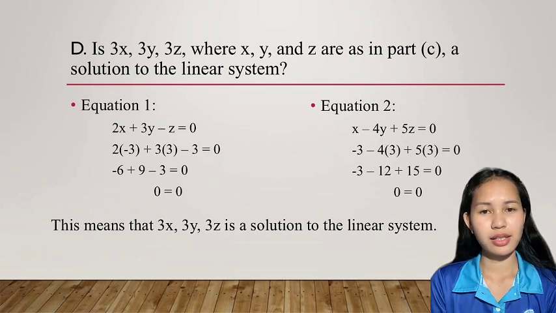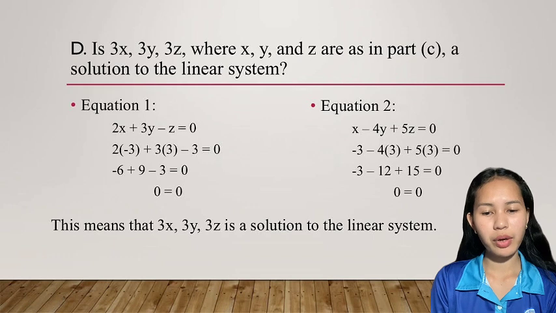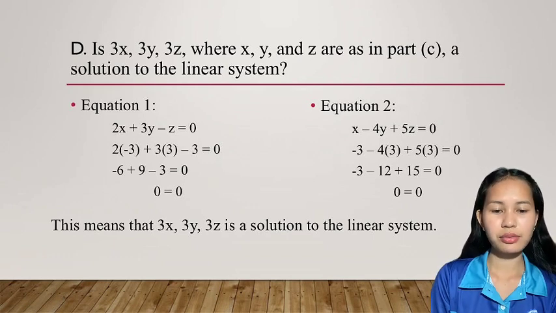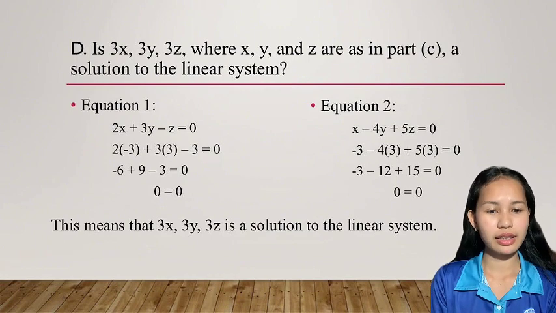So this means that 3x, 3y, 3z, or negative 3, 3, 3, is a solution to the given linear system.